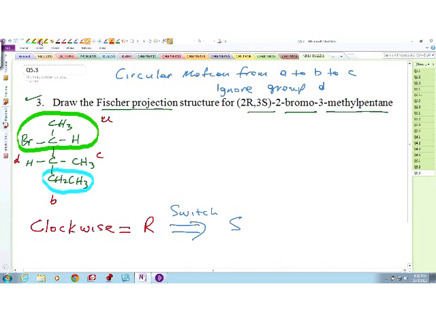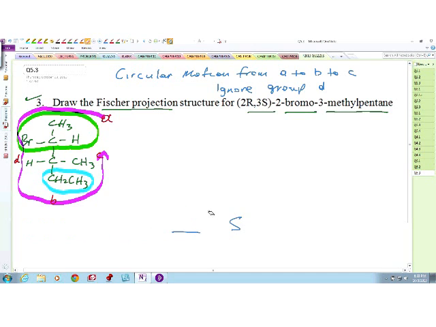So what do I do? I make my motion from A to B to C, completely ignoring group D, and that motion is what? Counterclockwise. That is a counterclockwise motion, and ordinarily that would be what? S, okay?